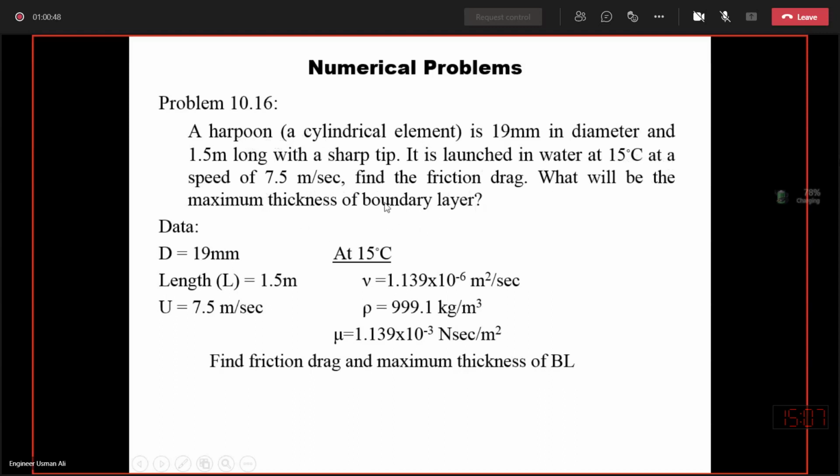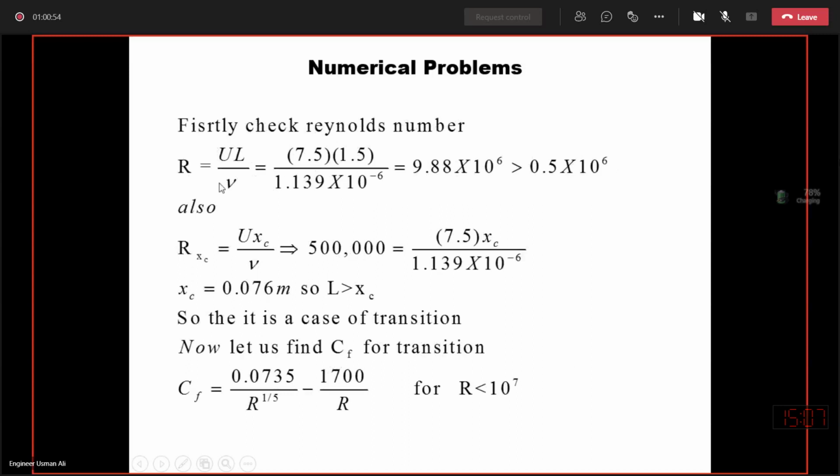तो ये हमने बतानी है। Again, type of boundary layer नहीं बताई गई। So again we have to check with the Reynolds number. So R is 9.88 into 10 to the power 6, which is greater than 500,000. So again it is a transition boundary layer. In this case, R is less than 10 to the power 7.